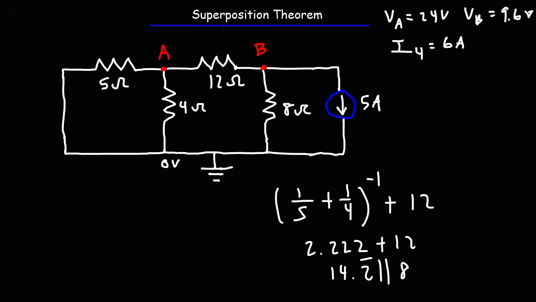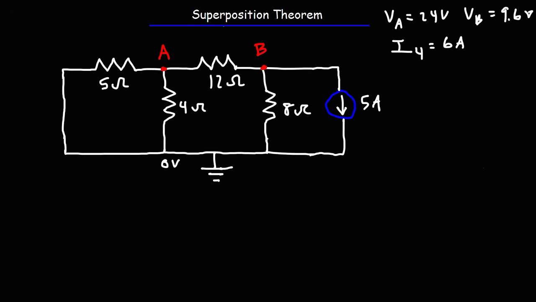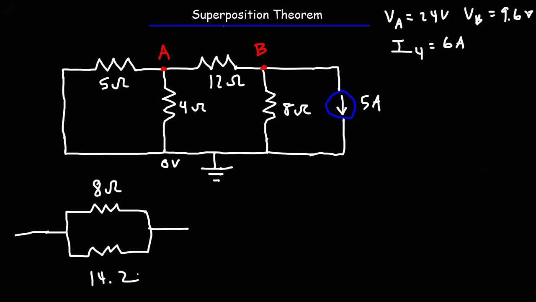Well, actually, we don't need to find the equivalent resistance for that. There's no point of that. But here's what we do need to do. What we have here is a current divider circuit. One of the resistors is 8 ohms, the other resistor is 14.2 repeating. And we have a current of 5 amps flowing through this current divider.